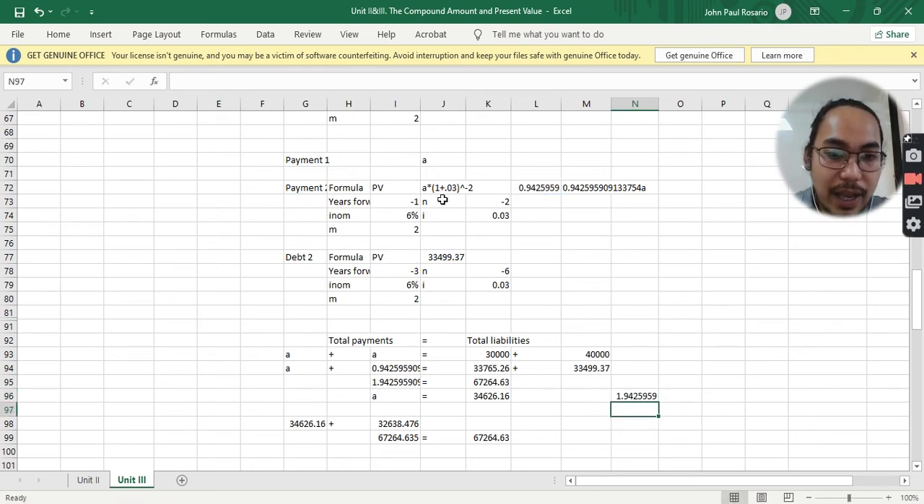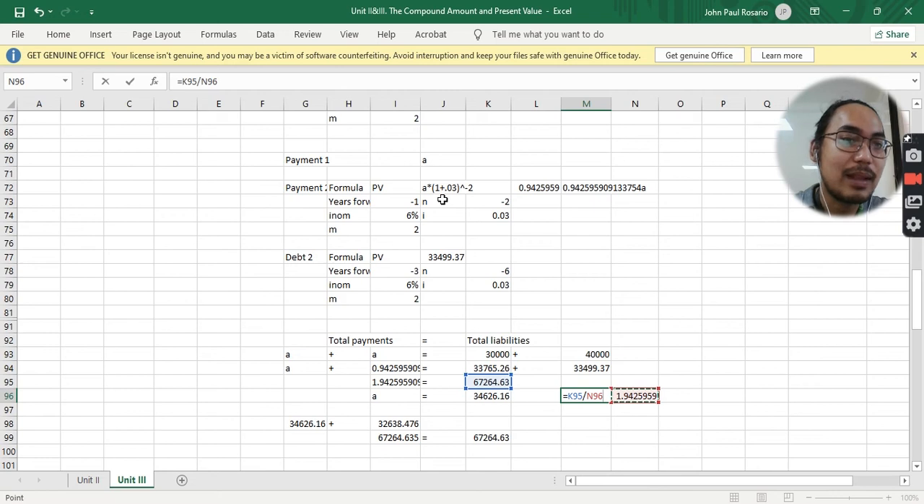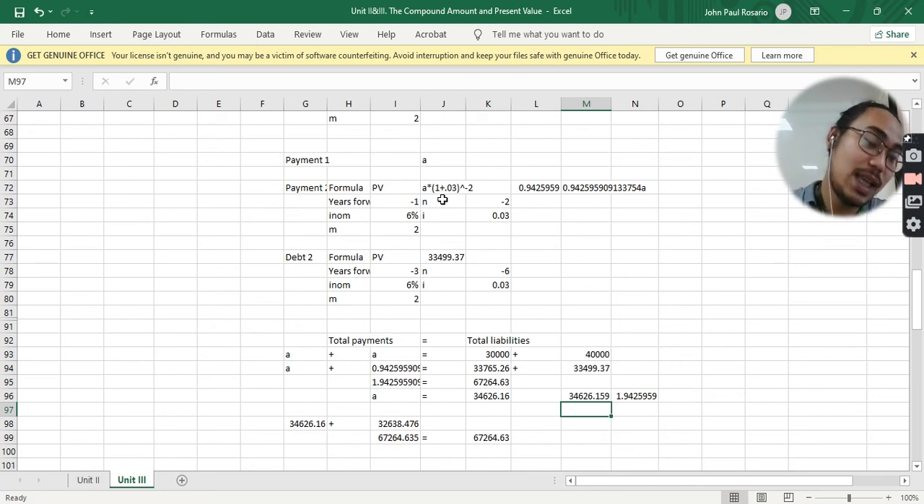So if we divide this figure, the total of the debts, by this numerical value that accompanies A, we will have 3466.16. So that's our payments both for year 5 and year 6.